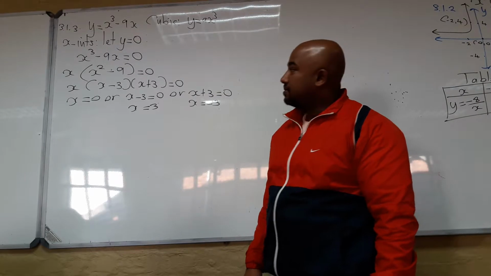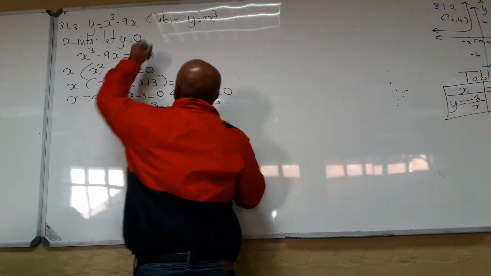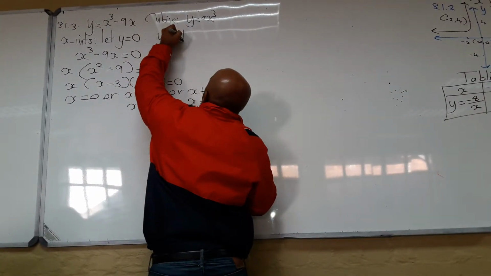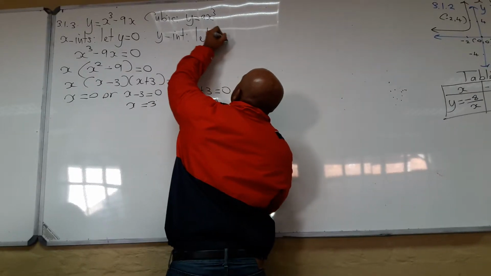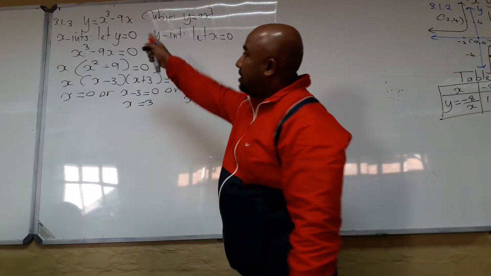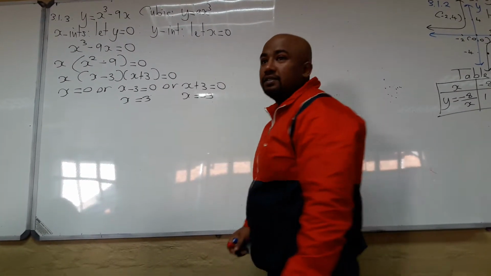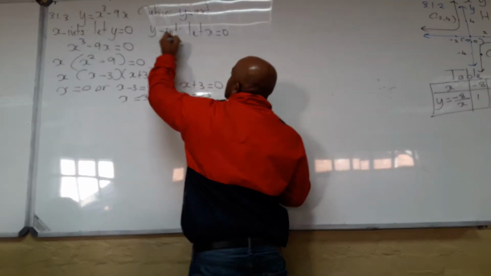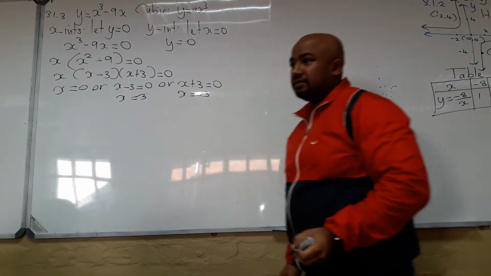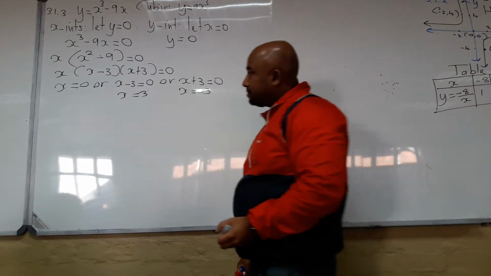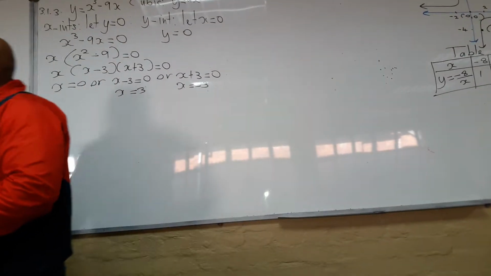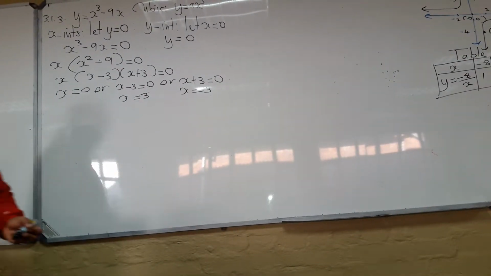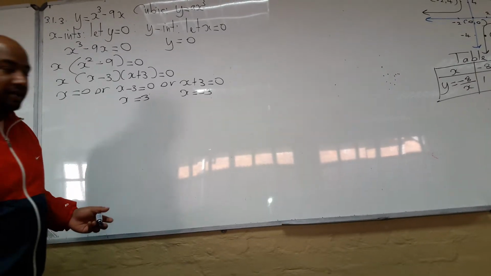Those are the x-intercepts. What about y-intercepts? Y-intercepts, you let x equal to 0. You can see if I put 0 there, 0 there, y is equal to 0. Okay. Now, what else do we need to find here? Turning points.